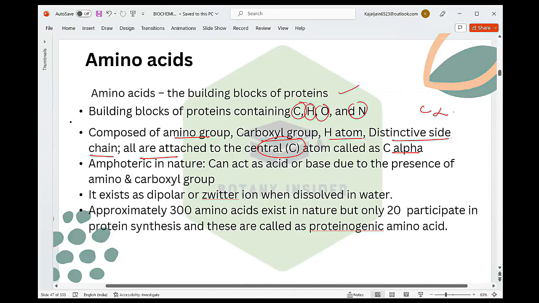They are amphoteric in nature. Amphoteric means that they can act as an acid or a base due to the presence of an amino group and a carboxyl group. Now, according to your general understanding, write down which group, amino group or carboxyl group, would be having a positive charge or negative charge if it is donating the electron.